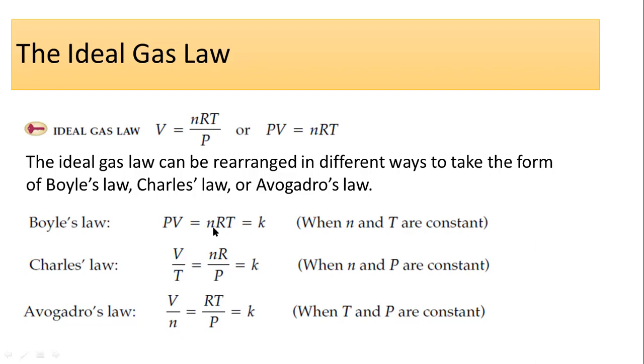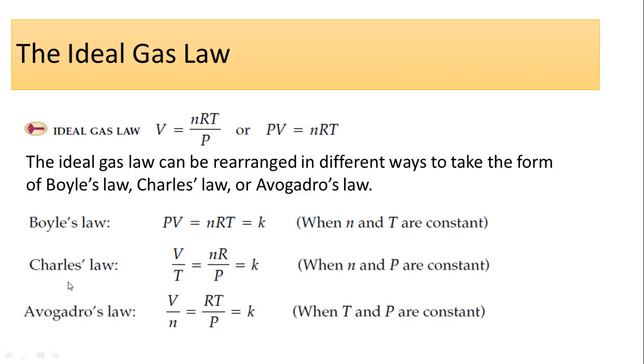Small k is equal to nRT. N is the number of moles of the gas, R is the gas constant, T is the temperature. You know all these three, so you can get the value of k, which was previously unknown. In a similar way, you can also derive the Charles law out of this gas law.